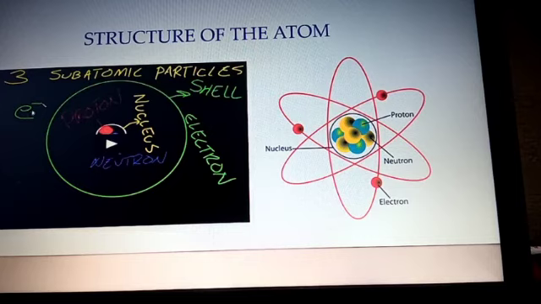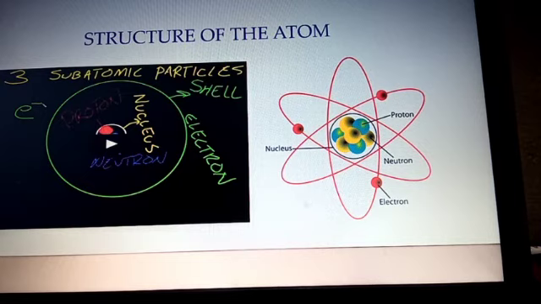Then the outer particle, that is electrons, which is indicated by E, proton indicated by P, and neutron is in the center of the atom, which is neither positive nor negative, that is at the nucleus. So nucleus is consisting of protons and neutrons. So there are mainly three subatomic particles in the atom, that is electrons, which are negative, protons, which are positive, and neutrons, which are neutral, that is neither positive nor negative.